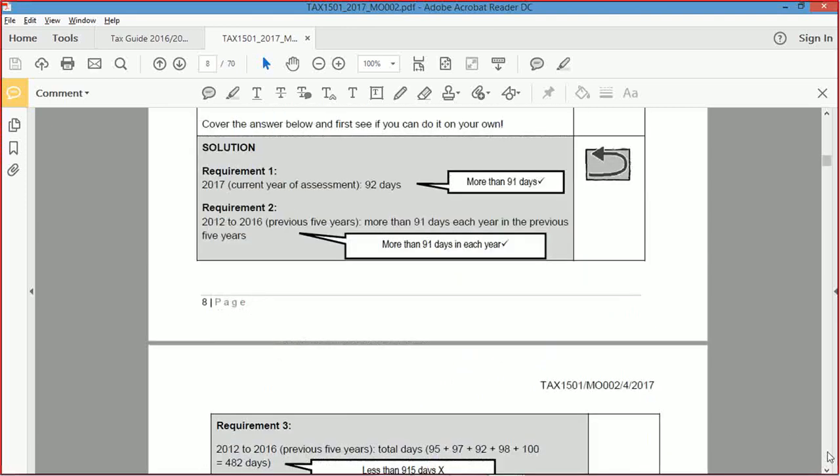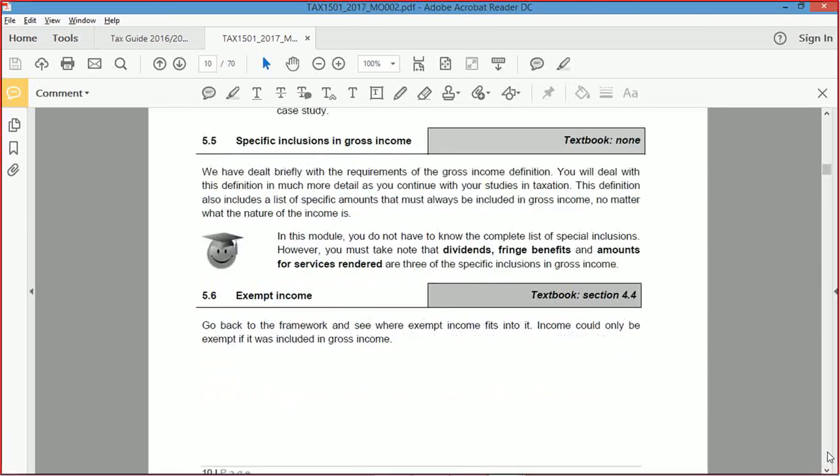The requirement, yeah, it's just 5 point, can you go down a bit? What page? It's 5.5 and 5.6. Is that the activities? No, that's the specific inclusion, I think. Oh, okay, the theory. Yeah.